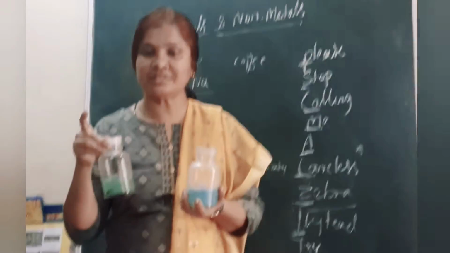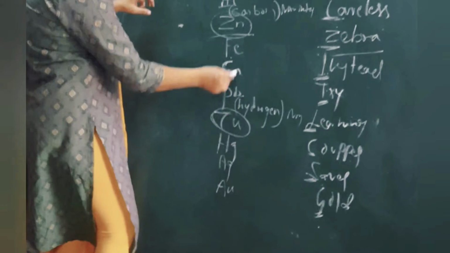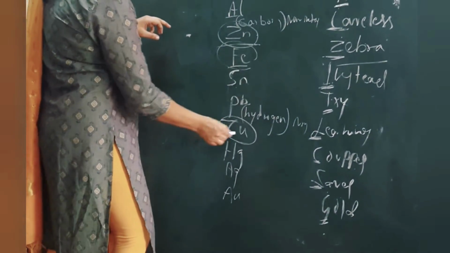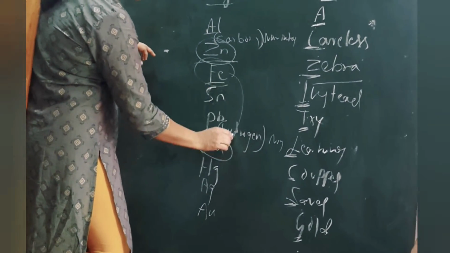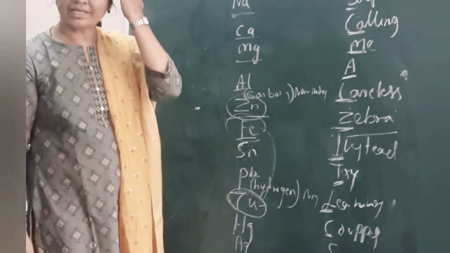Why does this color change take place? Because of copper and iron. Iron is more reactive than the copper. So iron replaces copper. Hence we can see the change in the color.